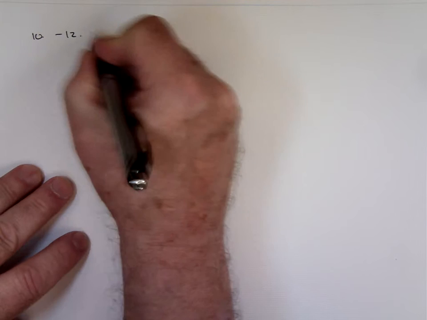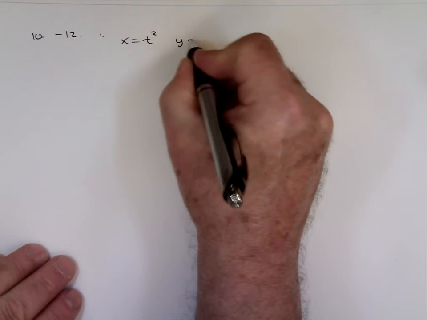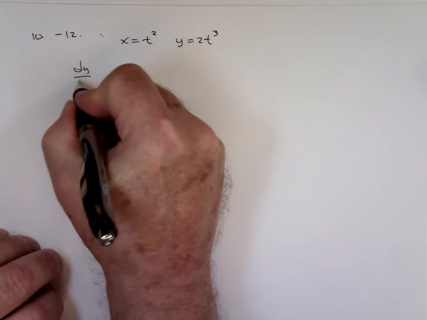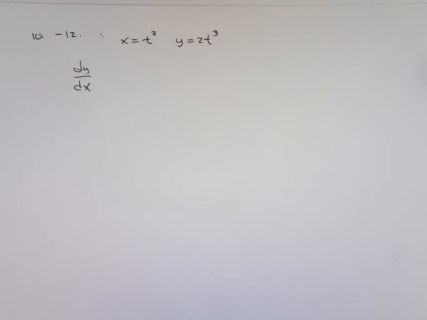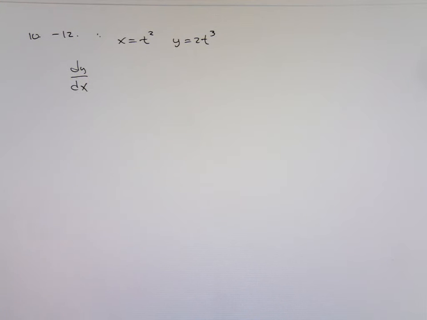10 through 12, you're given the parametric form, where x is t squared, y is 2t cubed, and we want to find dy/dx. And again, there are a couple ways to do this. One way is to eliminate the parameter, get y in terms of x directly. You take the square root, but you get plus or minus. It's a little iffy, I'd say. You could do it that way. I think the better way is to use the chain rule here.